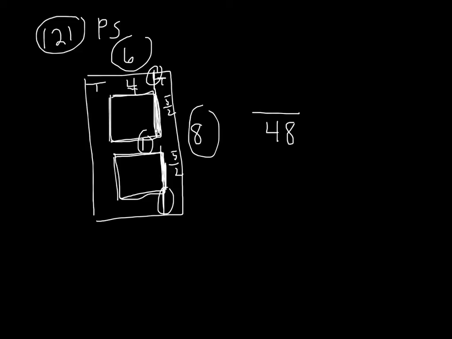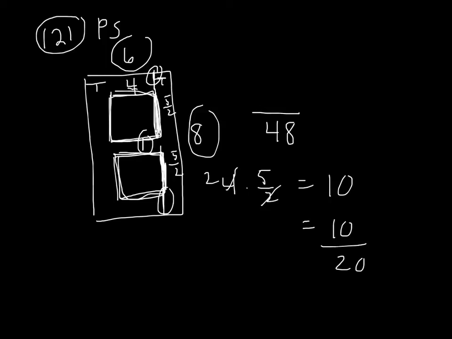So let's find the area of this top rectangle. And of course, that's length times width. That's 4 times 5 halves. 2 goes into 4 2 times. That's 10, right? And of course, this bottom one is the same thing. So that's also 10. So that's going to give me 20. And the total area is 48 minus 20 would be 28.